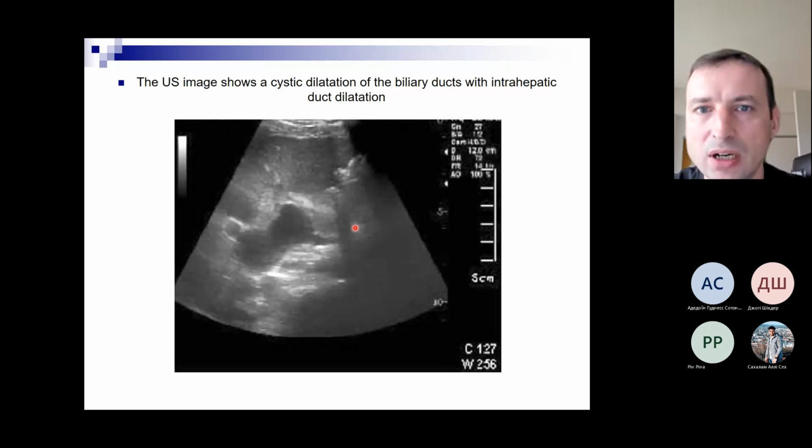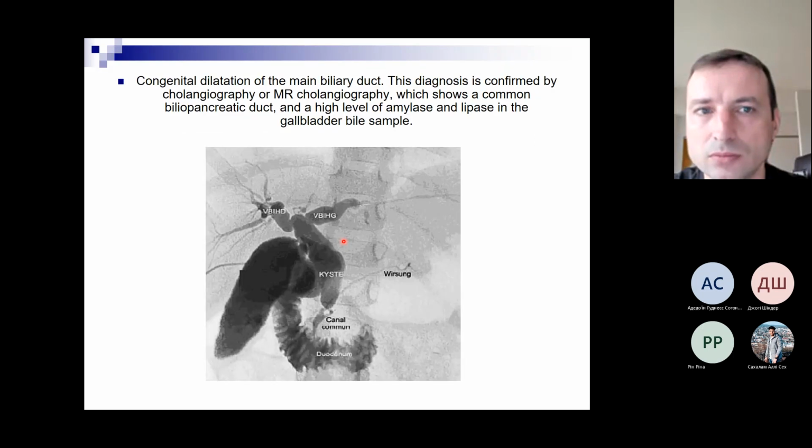with intrahepatic duct dilatation and congenital dilatation of the main biliary duct. This diagnosis is confirmed by cholangiography or MRI cholangiography, which shows a common biliopancreatic duct and a high level of amylase and lipase in the gallbladder bile sample.